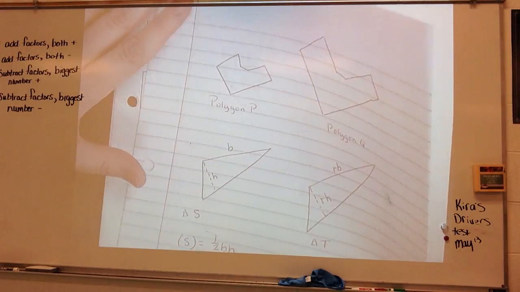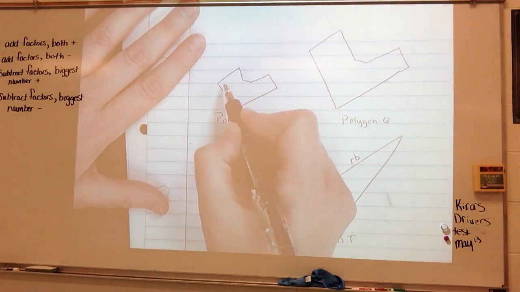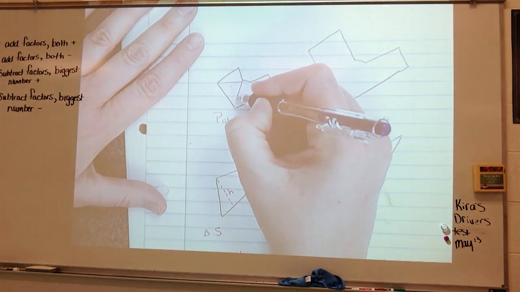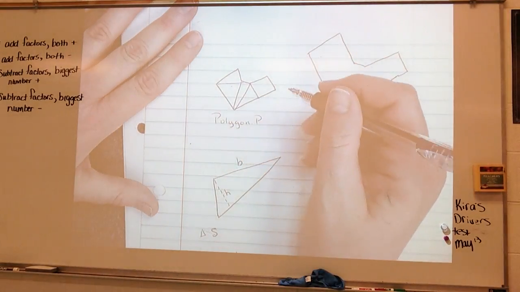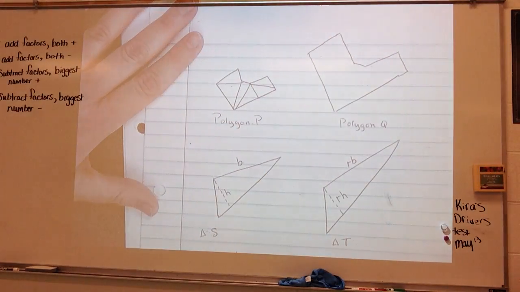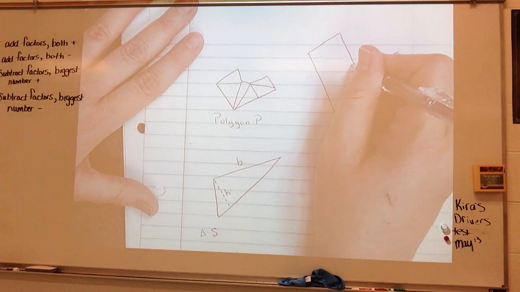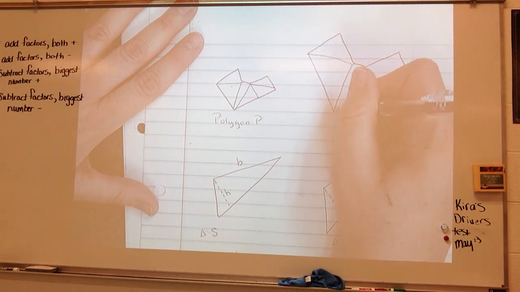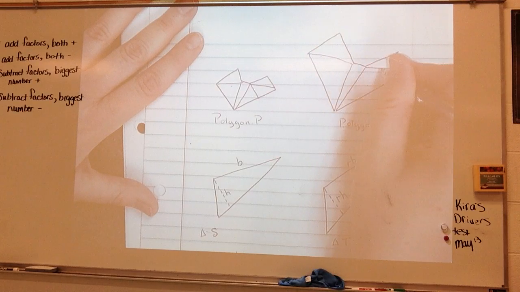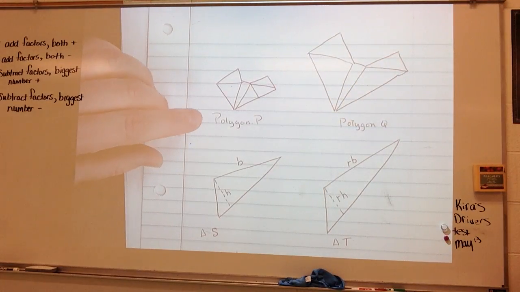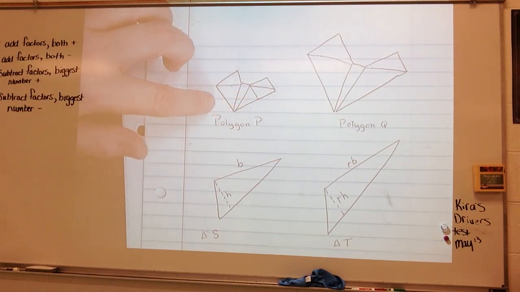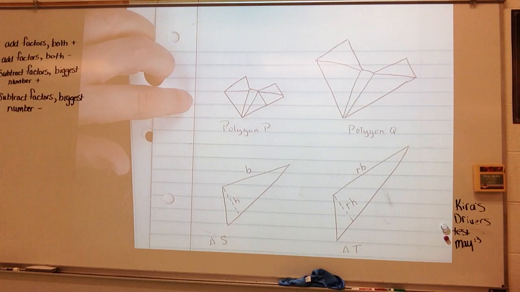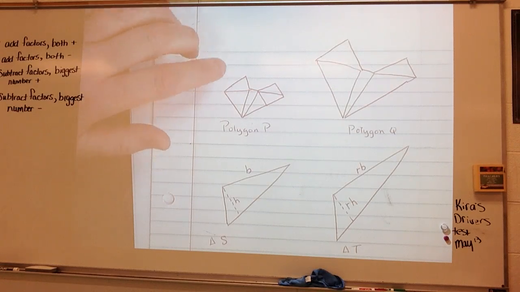Alright, let's go back to polygon P and Q. I can divide this into non-overlapping triangles. I can divide this one into non-overlapping triangles as well. Each of the lengths of polygon Q is R times the corresponding side of P. So we are related by a scale factor.